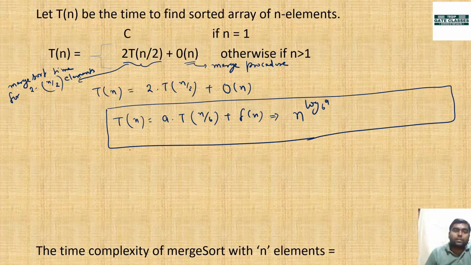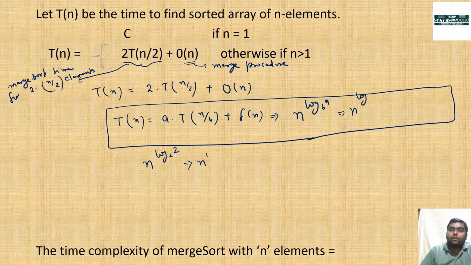So what if we apply this in our case? n raised to the power log a base b, where a is 2 and b is also 2. So finally we are getting n raised to the power 1. That is n raised to the power log 2 base 2, which is nothing but n, and it is also equal to f of n, which is Theta of n.